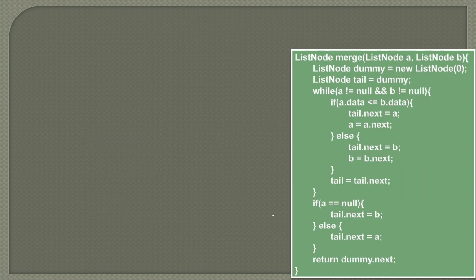So here is the algorithm to merge two sorted singly linked lists A and B.